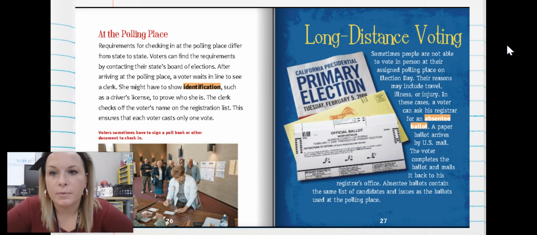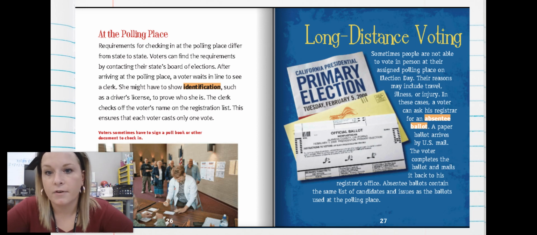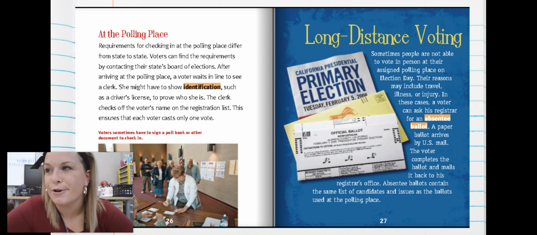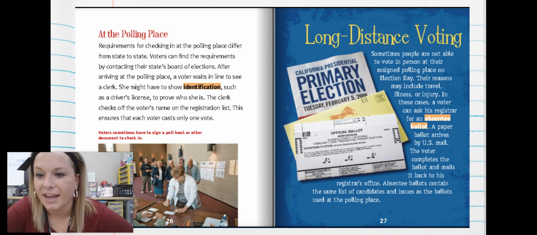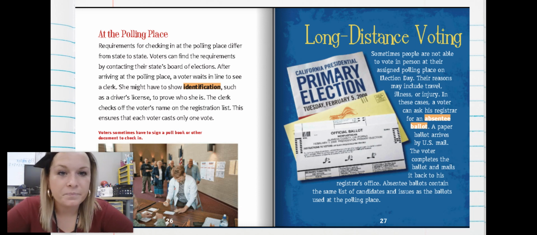Okay, so at the polling place. Requirements for checking in at the polling place differ from state to state. Voters can find the requirements by contacting their state's Board of Elections. After arriving at the polling place, a voter waits in line to see a clerk. She might have to show identification, such as a driver's license, to prove who she is. The clerk shows or checks off the voter's name on the registration list. This ensures that each voter casts only one vote. Voters sometimes have to sign a poll book or other document to check in. Okay, so they do that on purpose to make sure that someone can't go in and throw a bunch of votes under whatever they would like to have happen.